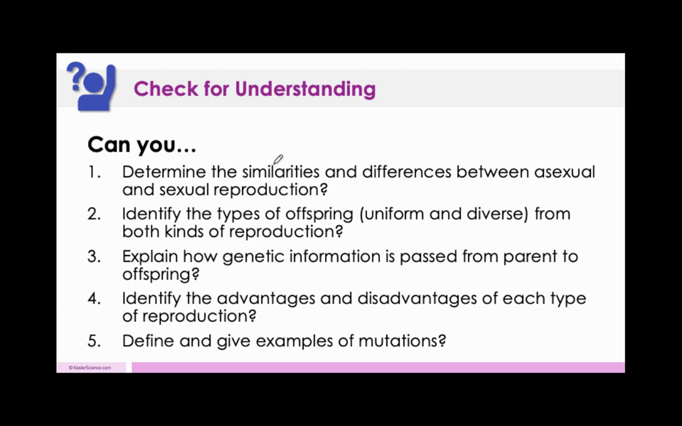Now, at the end of this, this is the 6th video. One thing you need to figure out, can you determine the similarities and differences between asexual and sexual reproduction? Can you identify the types of offspring, uniform and diverse, from both kinds of reproduction? Explain how genetic information is passed from parent to offspring. Identify the advantages and disadvantages of each type of reproduction, and define and give examples of mutations.